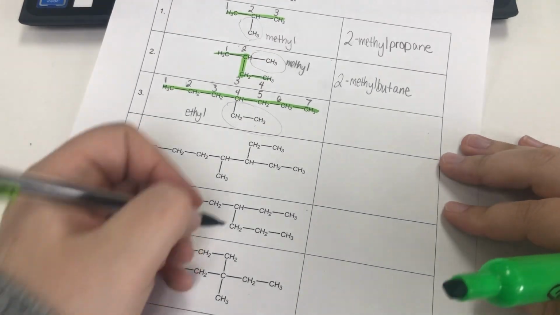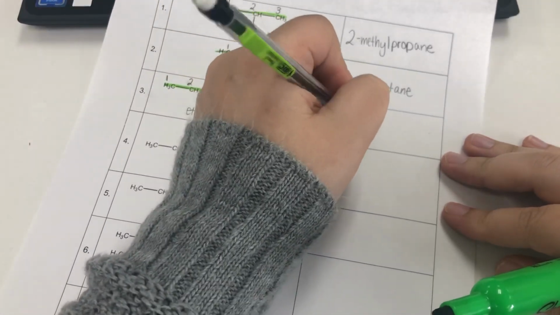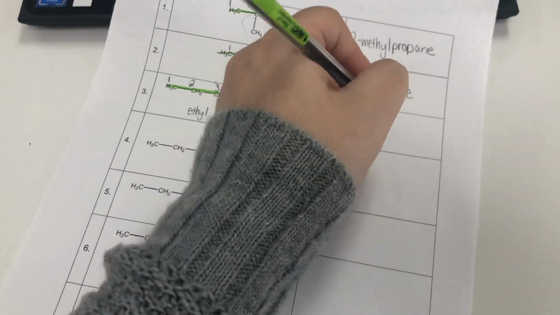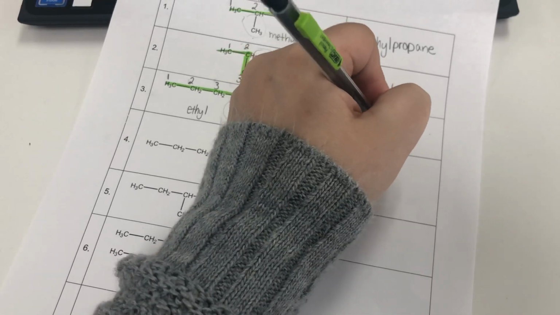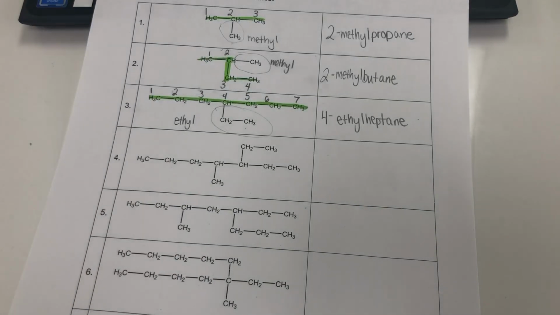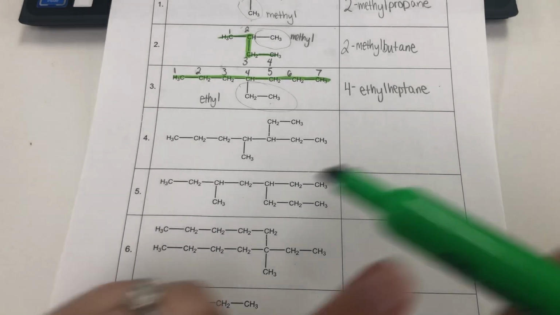And I'm going to name my compound. The side chain comes off the number 4 carbon. It's an ethyl group. And my parent chain has 7. The prefix for 7 is hept. Ends in ane. 4-ethylheptane.